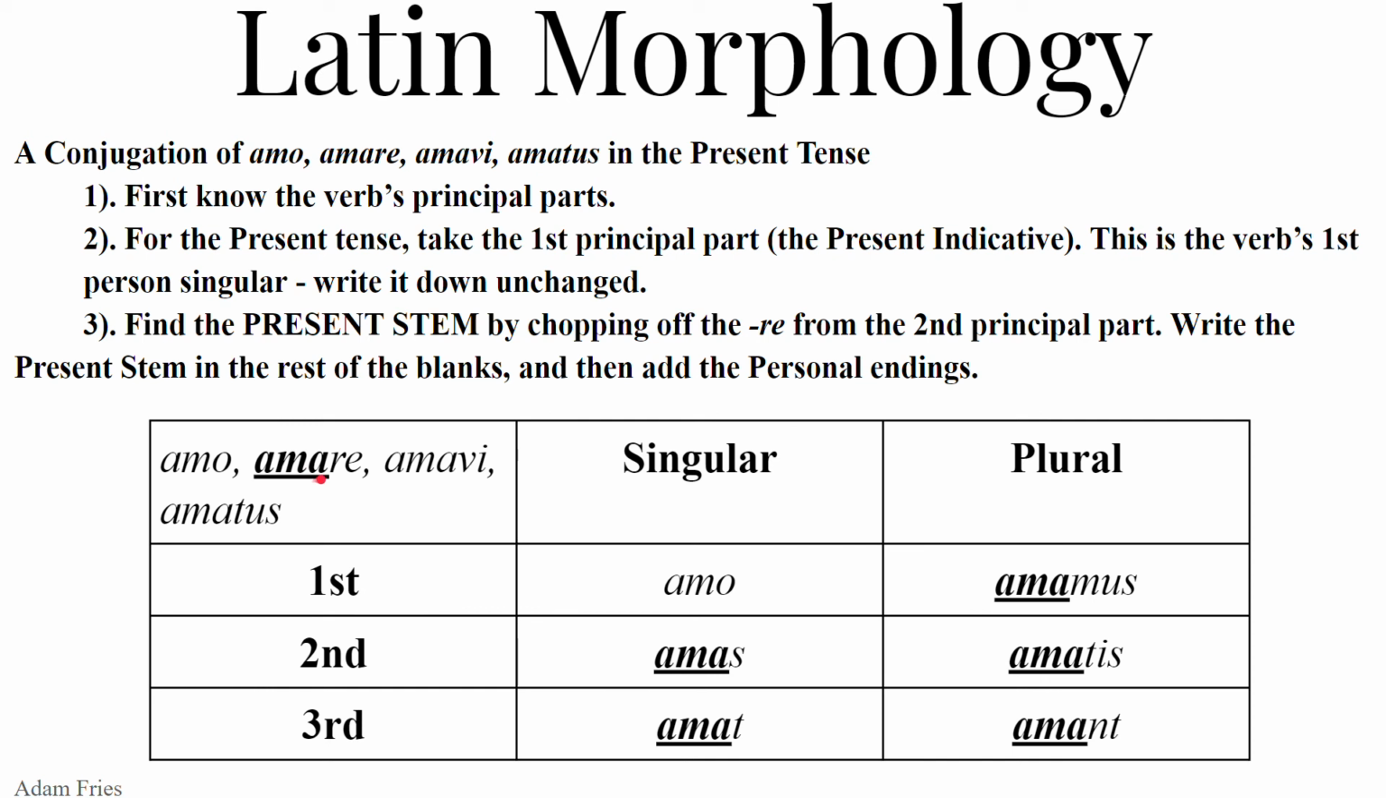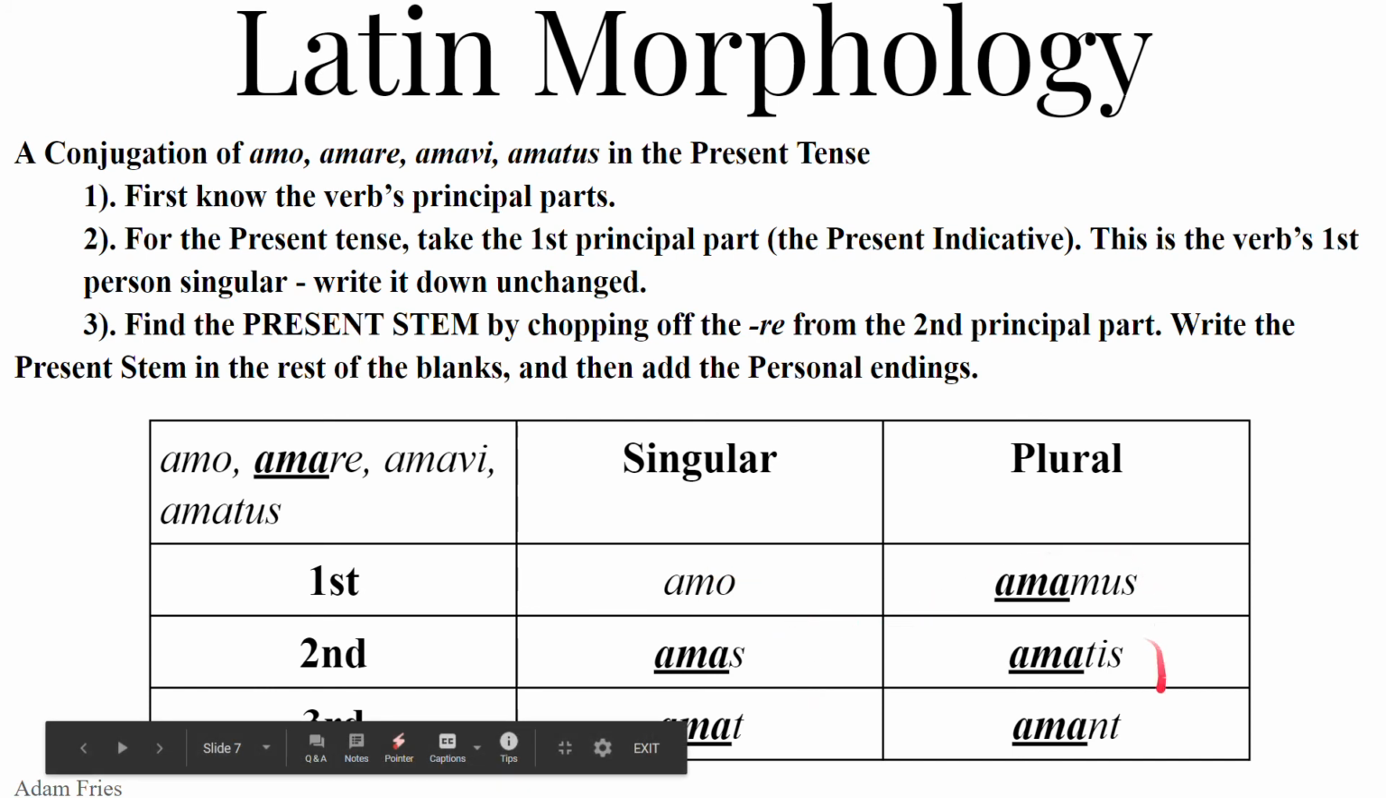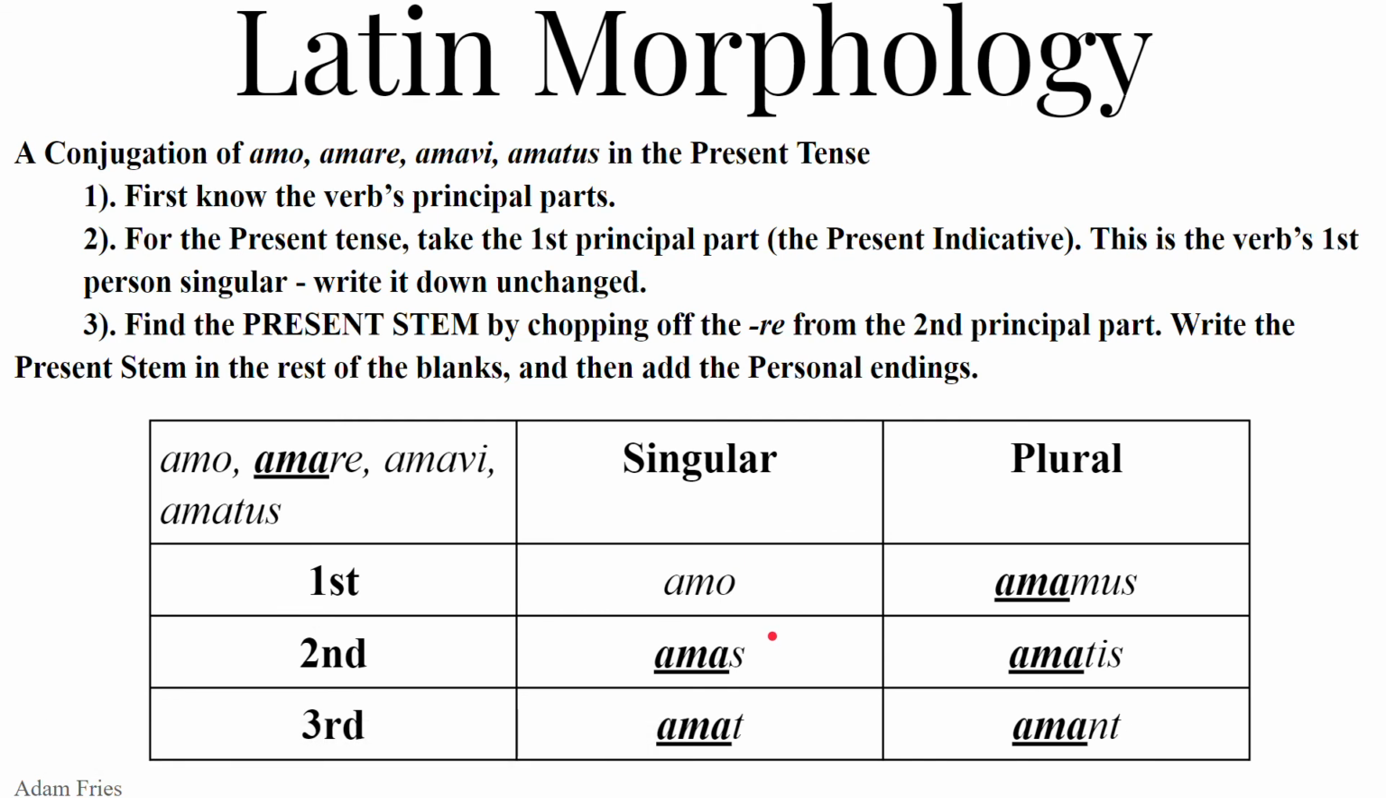You write that present stem in the rest of the blanks. So we have ama for the second, third, and then first person plural. Then we add the personal endings. We already have the O. Then you add the S, T, mus, tis, nt. Amo, amas, amat, amamus, amatis, amat, amant.